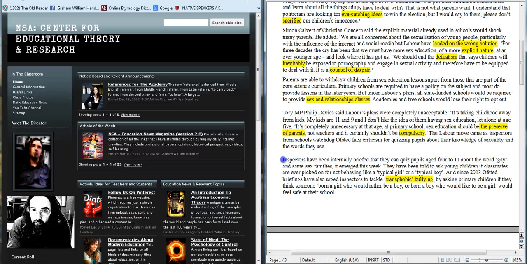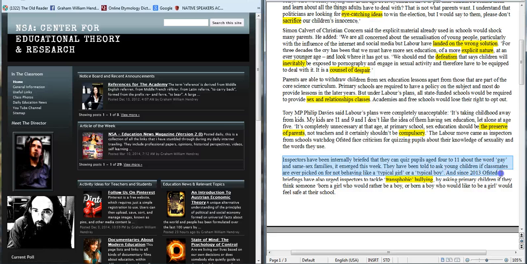People are paid to do this. It's infuriating. Inspectors have been internally briefed that they can quiz pupils aged 4 to 11 about the word gay and same-sex families. It emerged this week. What are they doing? They have been told to ask young children if classmates are ever picked on for not behaving like a typical girl or a typical boy. Oh my God. Conform to the norm, or that's it.